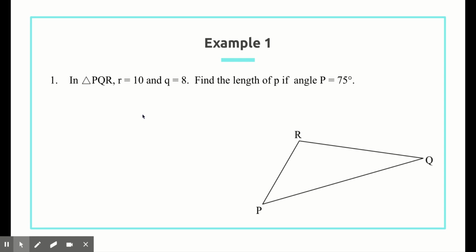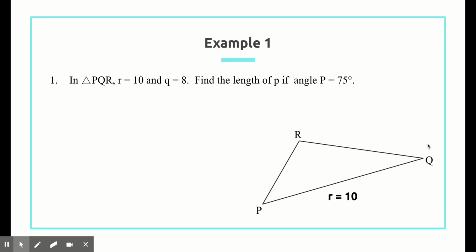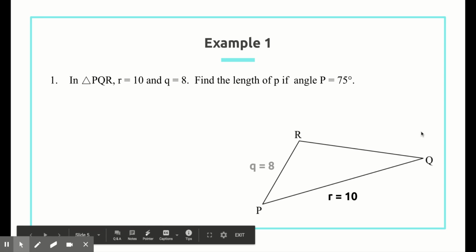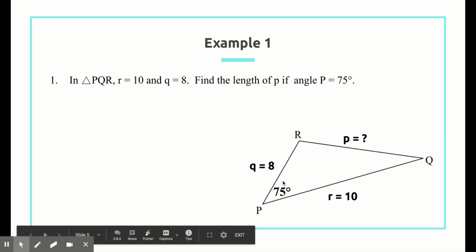So let's look at an example. In my triangle PQR, little r, the side opposite of angle R, is 10. Little q, the side opposite of angle Q, is 8. And I'm finding the length of p, the side opposite of angle P, if angle P is 75 degrees. The reason we can use the cosine law is because I have side, angle, side.